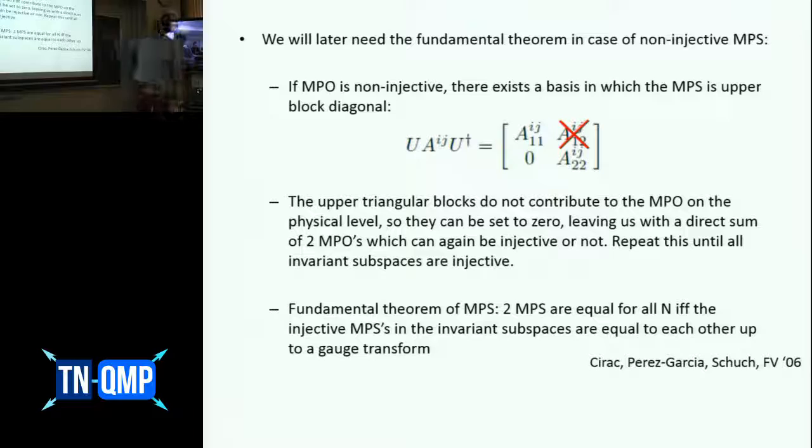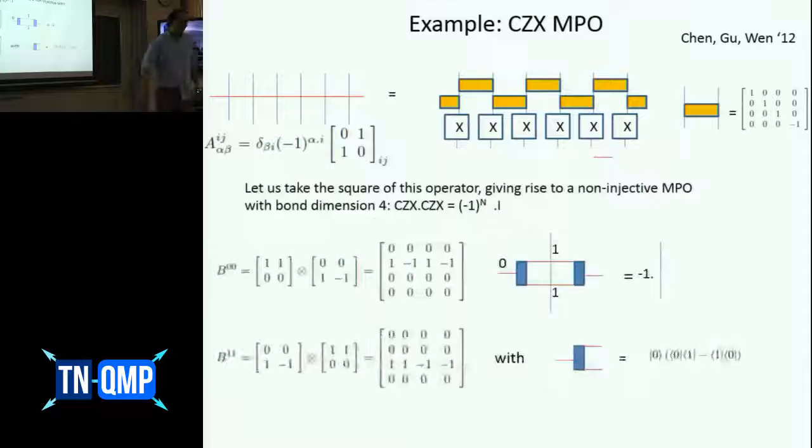So let me give an example of matrix product operators where this is actually relevant, and you will immediately see that it's relevant in this context of SPT phases and classifying two-dimensional SPT phases. So there's this very nice paper of Chen, Gu and Wen where they basically introduced the quantum spin versions of SPT phases in two dimensions. I don't know whether anybody talked about this already during the lecture. This is the SPT phase with the non-trivial edge modes.